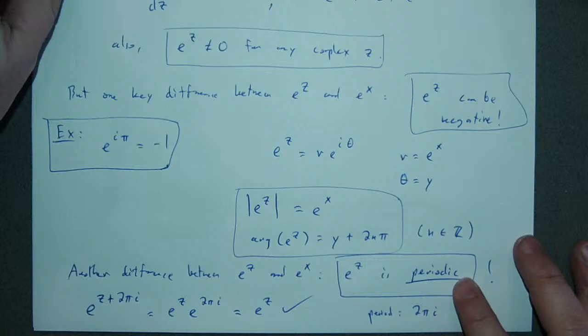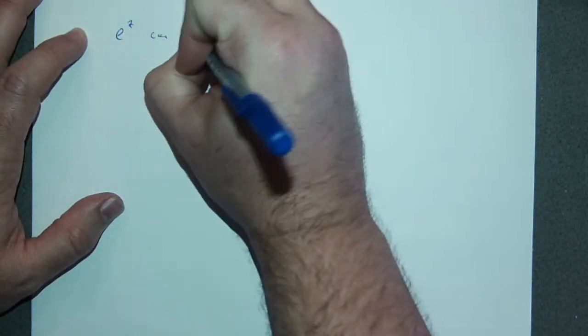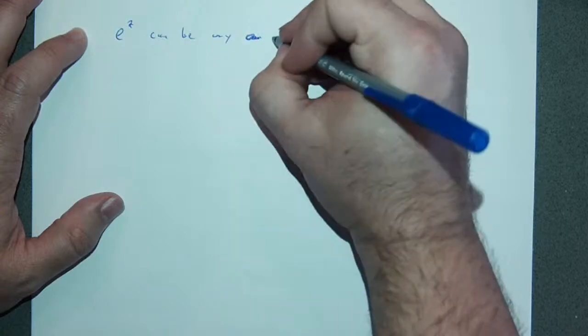So we've already seen that e to the z can be positive and negative, but it can't be 0. In fact, it can be any value you like. E to the z can be any non-zero complex number.